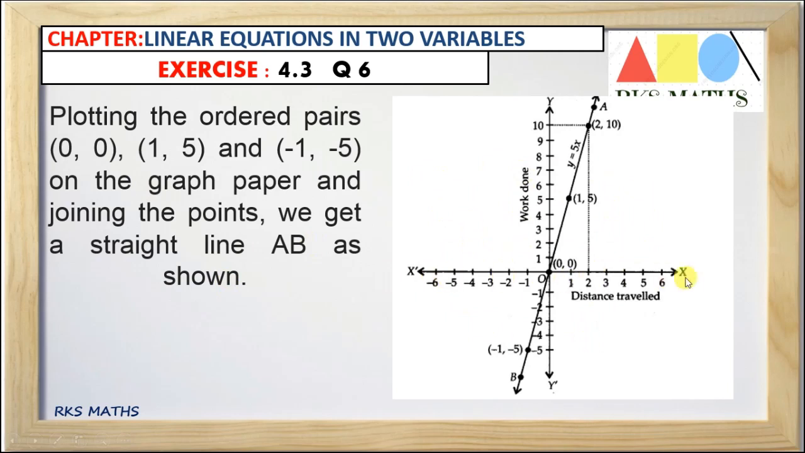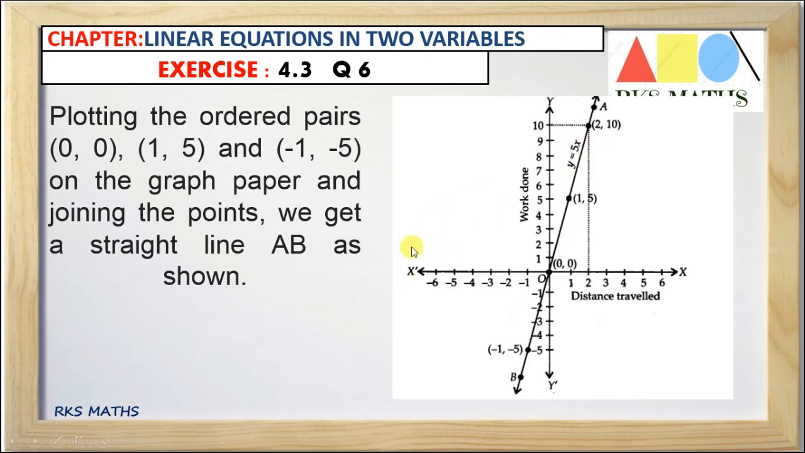So student, you can clearly see that the x-axis is denoted by the distance traveled, the y-axis is denoted by the work done, and when we plotted all these 3 points and joined them with the help of a scale, we get the straight line AB as shown in the figure. So student, this is the graph of the equation y is equal to 5x.